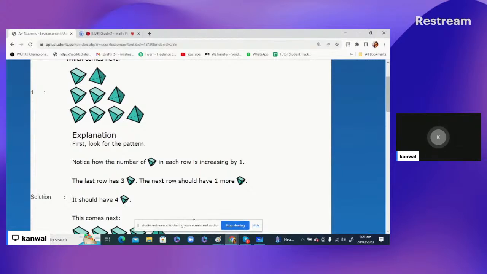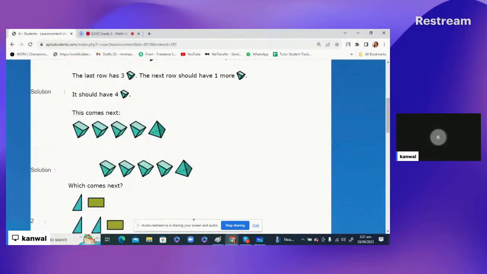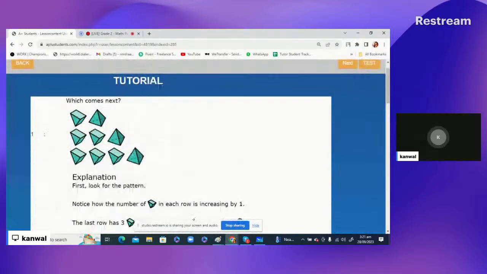So in the fourth row, how much of it? 1, 2, 3, 4, and 5. So how much in total? That is 5. 1, 2, 3, 4, and 5. Okay, first shape is increased. Look, first shape is double in the second row, then it's triple in the third row.